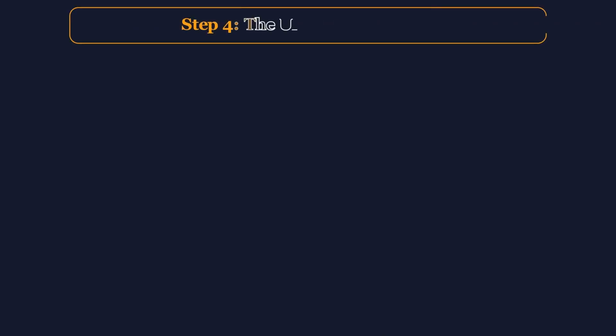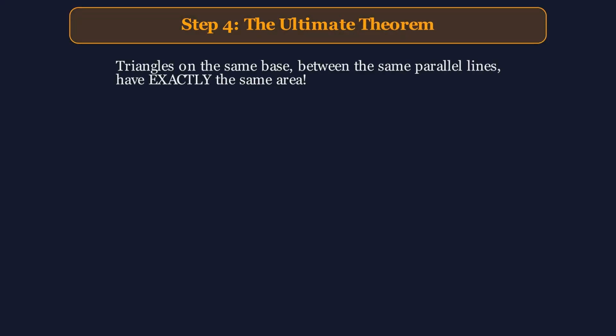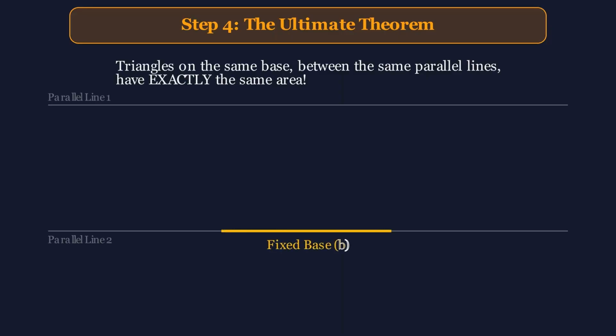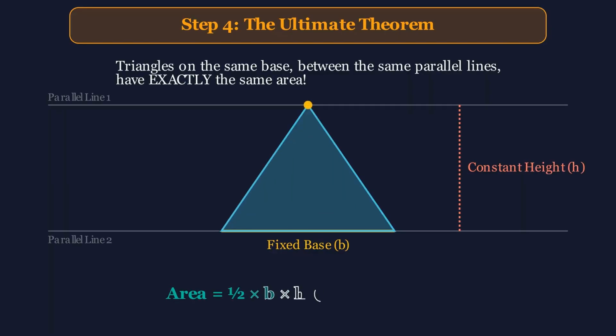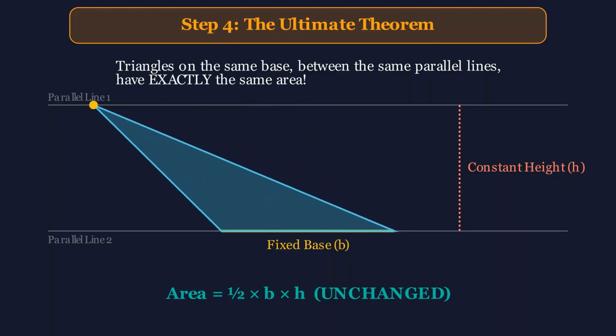Step 4. The ultimate theorem. Now here is the most powerful idea of this video. Imagine a fixed base at the bottom, and a parallel line above it at a fixed height. The triangle has its base fixed, and its top vertex can slide anywhere along that top line. Watch what happens as the vertex slides left and right and all the way across.